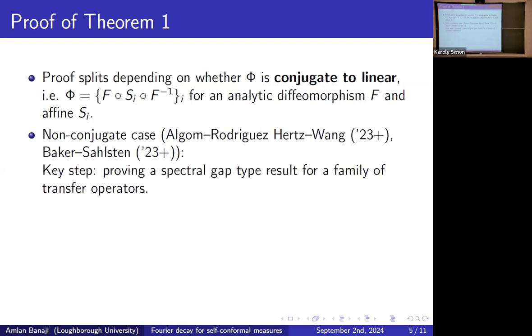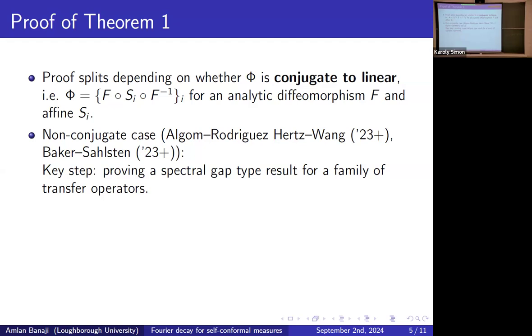In the case where the IFS is not conjugate to linear, the previous theorem was proved by Algom, Rodriguez, Hertz, and Wang in a preprint last year, and a very closely related result was proved by Baker and Sahlsten independently and simultaneously. A key step in the proof is to define a family of transfer operators depending on the conformal IFS and prove a spectral gap type result.